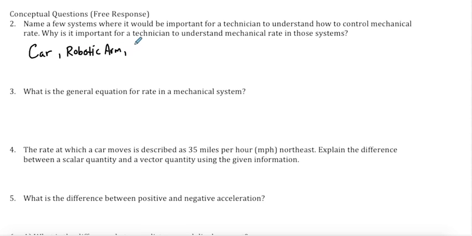And then let's think of a third one here. Might be, let's say, a theme park ride. So this would be like the swing in the example I gave in the notes. Okay? So for all three of these, remember when we're answering questions like this, we don't want answers like "so it doesn't break." We don't want answers like that. That's too general, not specific enough, and it doesn't tell me anything about mechanical rate.